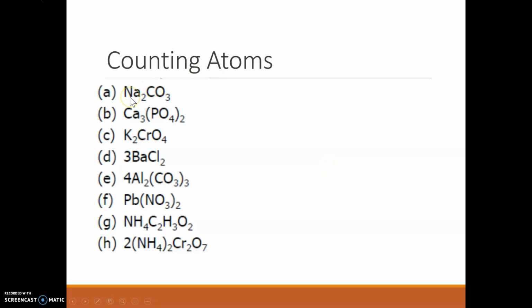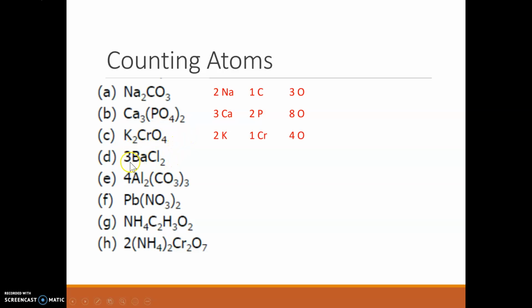So we have 2 sodium, 1 carbon, and 3 oxygen. Here we have 3 calcium. And then remember, when there's a 2 outside of the brackets, it multiplies through each of these. So I have 8 oxygens and I have 2 phosphorus. I have 2 potassium, 1 chromium, and 4 oxygen.